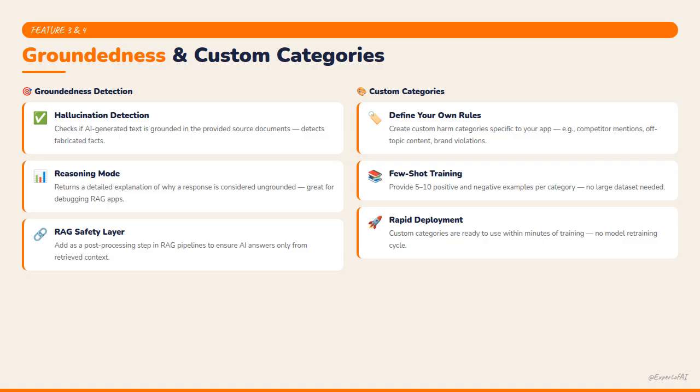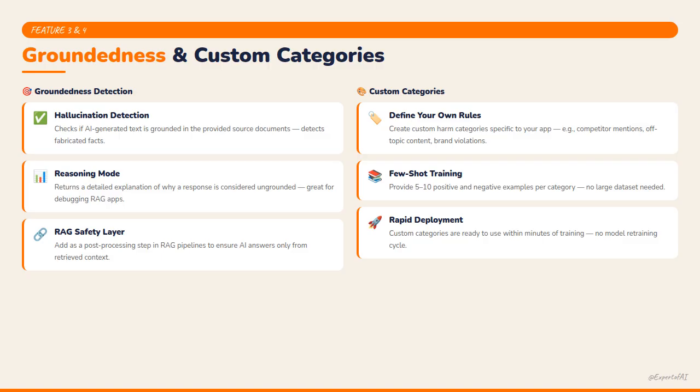Groundedness detection addresses one of the biggest challenges with generative AI, hallucination. When your AI generates a response based on retrieved documents, how do you know if it's actually grounded in those documents or making things up? Groundedness detection compares the AI's response against the source documents and flags any claims that aren't supported by the evidence. In reasoning mode, it even explains why a response is considered ungrounded, invaluable for debugging RAG applications. Add it as a post-processing step in your RAG pipeline to ensure your AI only answers from retrieved context.